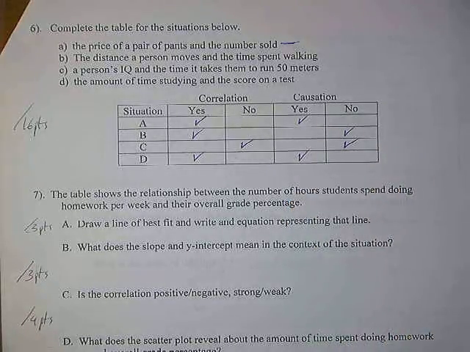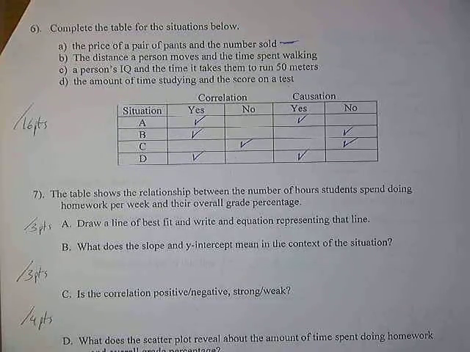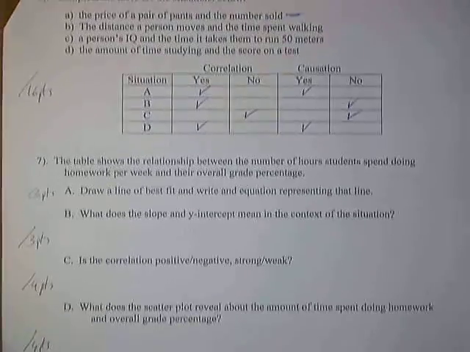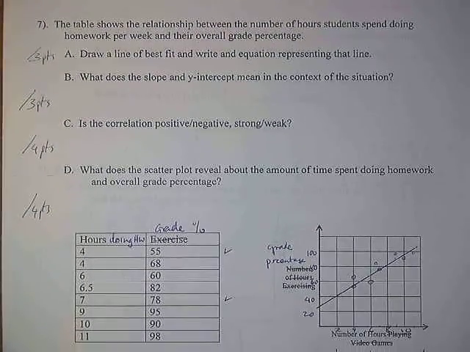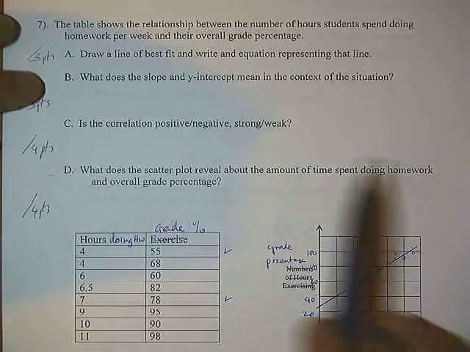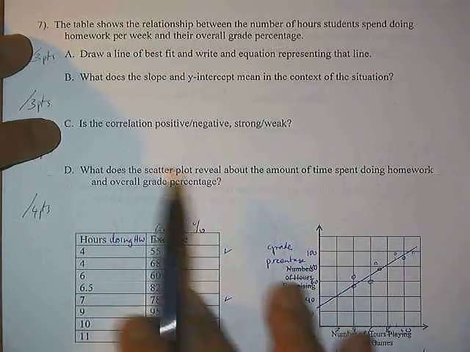And part D, the amount of time studying and the number on the test. Oh yeah, there's a strong correlation. Definitely a strong correlation. And yes, this one also causes the other. The causation questions are pretty tricky. Okay, let's try number 7.